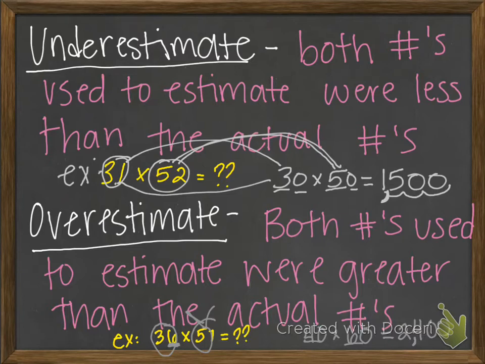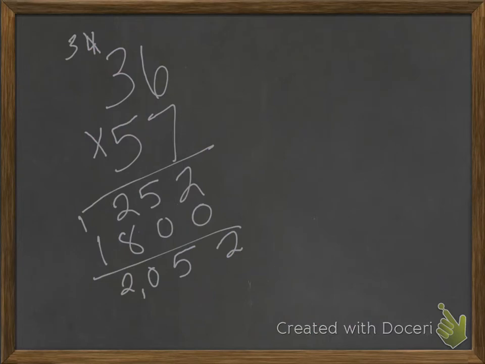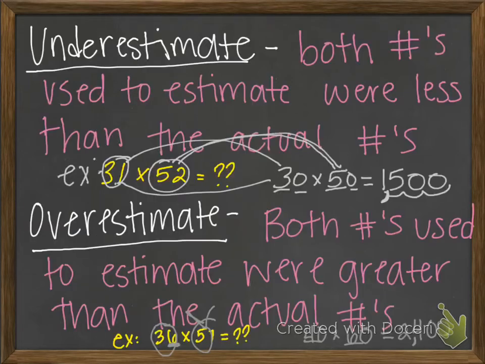Another way to check it would be to do the actual problem. So if I actually did 36 times 57, so if I actually solved the problem, I would get 2,052. So that was over my answer that I got when I estimated. So that is another way to figure out if you overestimated or underestimated.